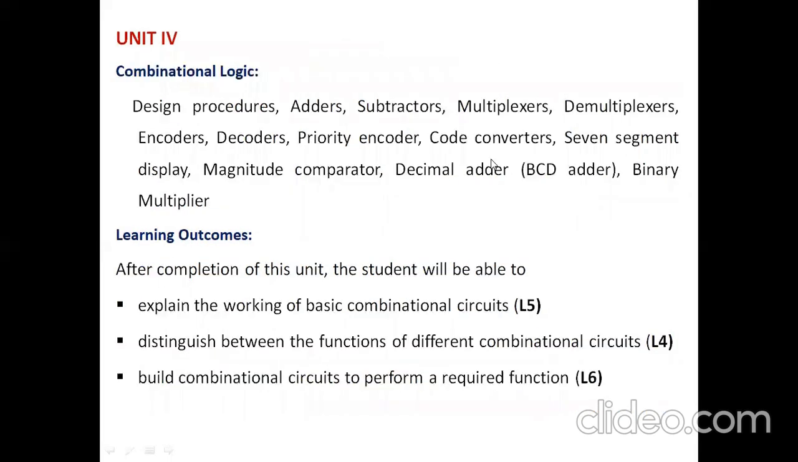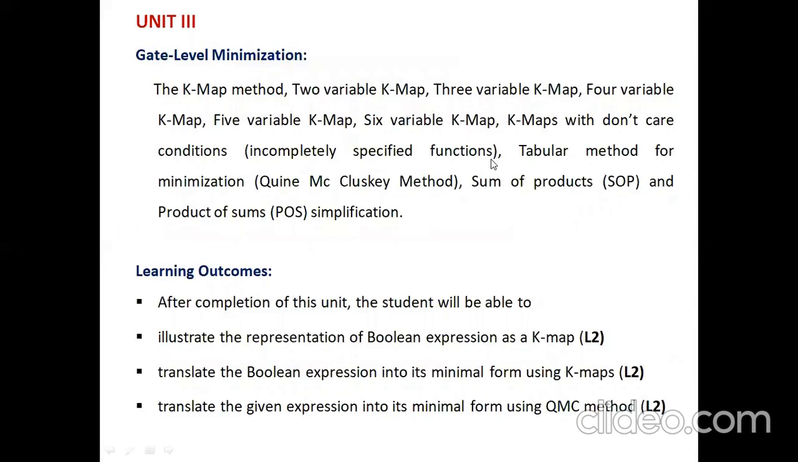Coming to Unit 3, the student should be able to illustrate the representation of a Boolean expression using K-map. He should be able to translate the Boolean expression to a simplified expression using K-maps. He should be able to minimize a given expression using the Quine-McCluskey method. These are the Quine-McCluskey method, K-map method, Boolean algebra method. These are all the techniques to simplify any Boolean expression to a minimal expression.